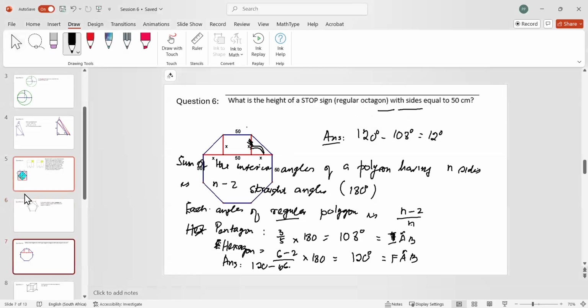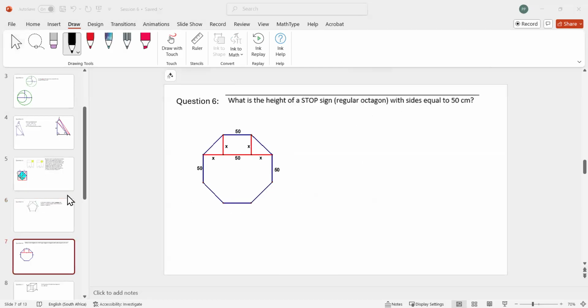So let's get on to the next problem, which is question number 6. What is the height of a stop sign, which is a regular octagon with side 50 centimeters? Okay, I've drawn the octagon.